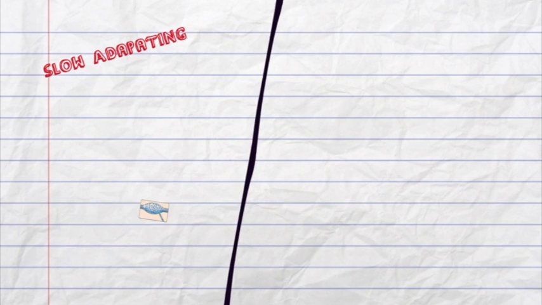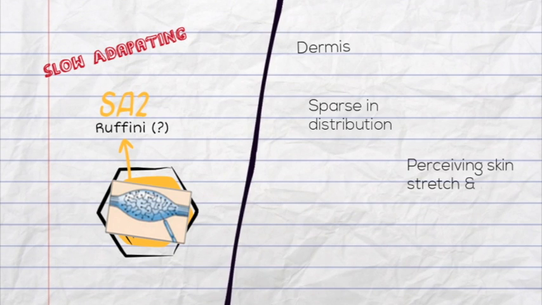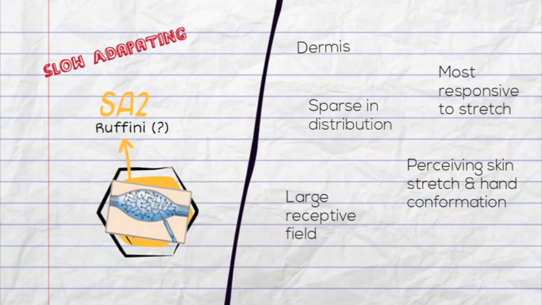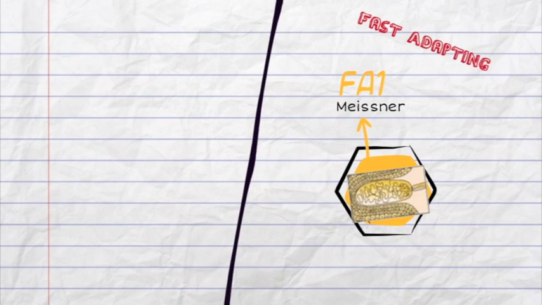The next slow adapting cell we'll talk about is SA2. They're found in the dermis, relatively sparse in distribution, respond best to stretch, and perceive skin stretch and hand conformation as a function. And the question mark by Ruffini is just because they're still not sure whether there's evidence for these cells yet. Now we move to fast adapting.